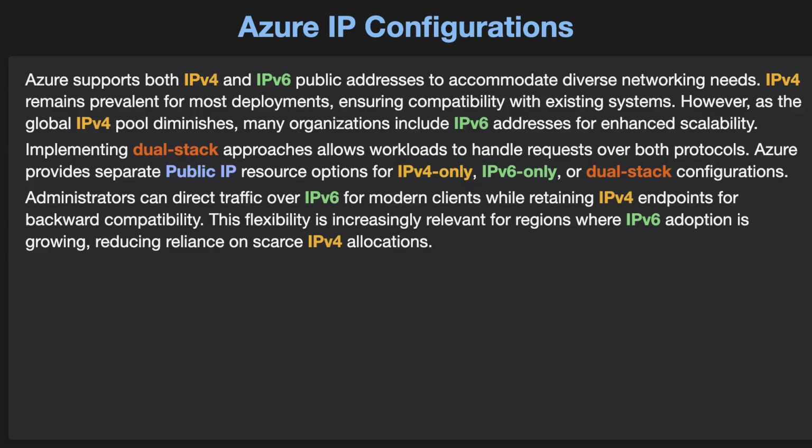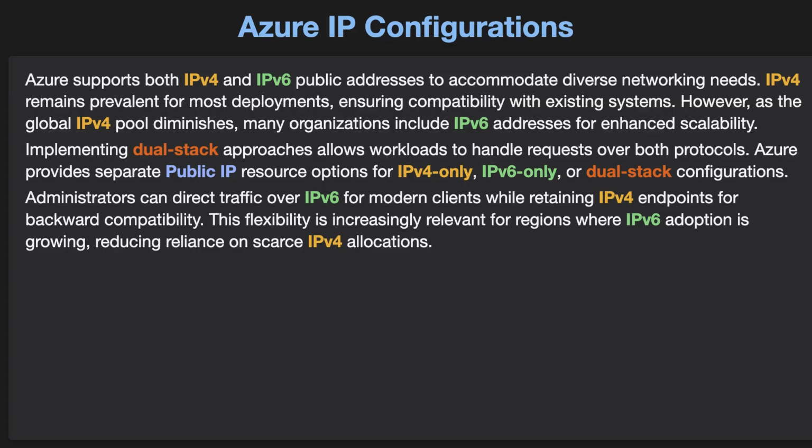Azure supports both IPv4 and IPv6 public addresses to accommodate diverse networking needs. IPv4 remains prevalent for most deployments, ensuring compatibility with existing systems. However, as the global IPv4 pool diminishes, many organizations include IPv6 addresses for enhanced scalability. Implementing dual-stack approaches allows workloads to handle requests over both protocols.